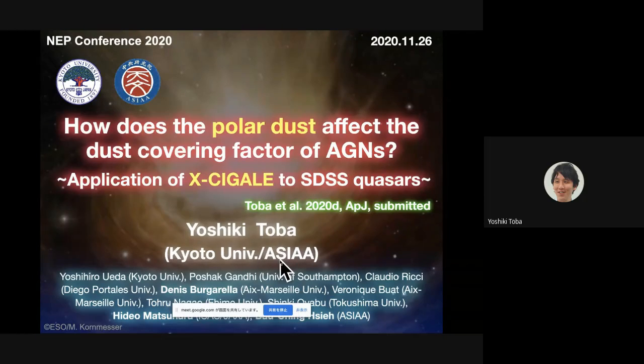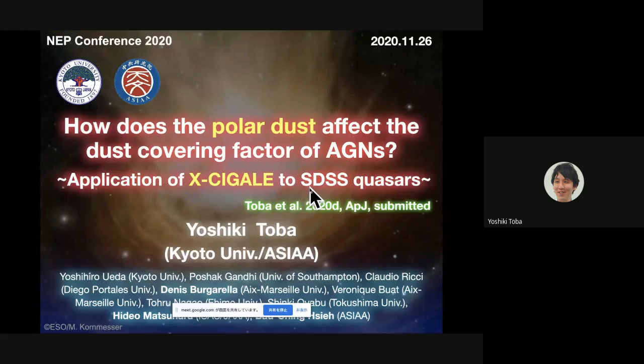So today I talk about covering factor, that is a key parameter for AGN dust torus. In particular, we focus on AGN polar dust we just discussed. That may be an additional key component for the AGN unified model. So we will discuss how the AGN polar dust would affect the covering factor of SDSS quasars. So that is coming from a statistical point of view.